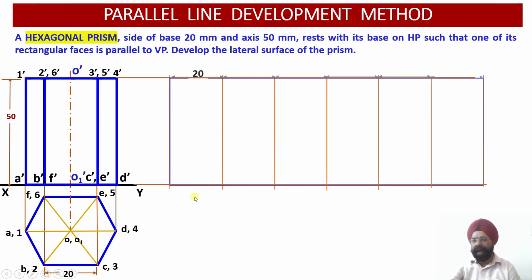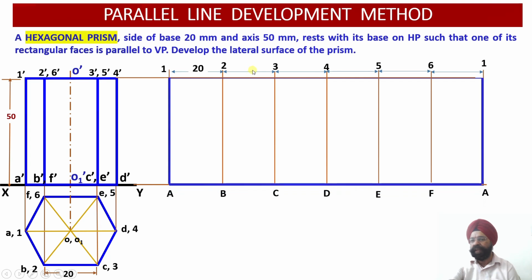Now we can do the marking. Just see, for every edge I have done the marking that is equal to 20 millimeter. So all the edges will be equal to 20 millimeter. And then you see, I have marked A. I am starting the development from any one point, so I am starting my development from point A. So this will be capital A. I am moving in the anti-clockwise direction over here.